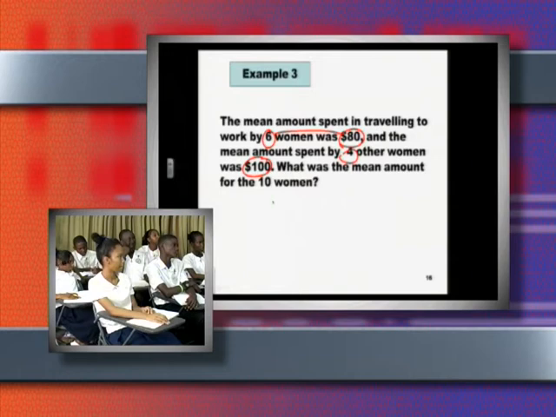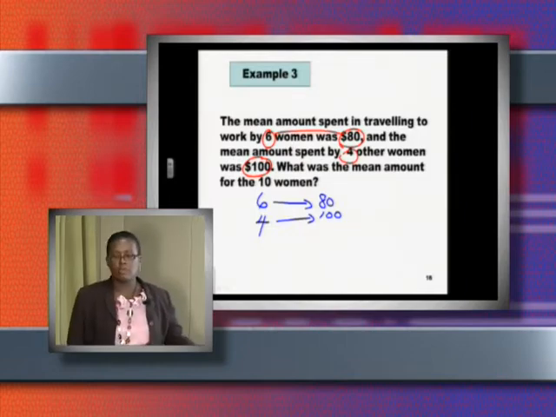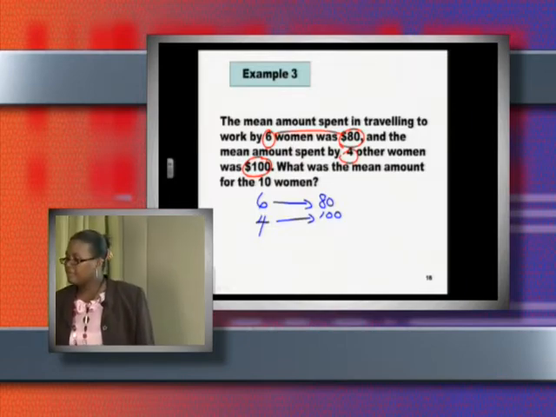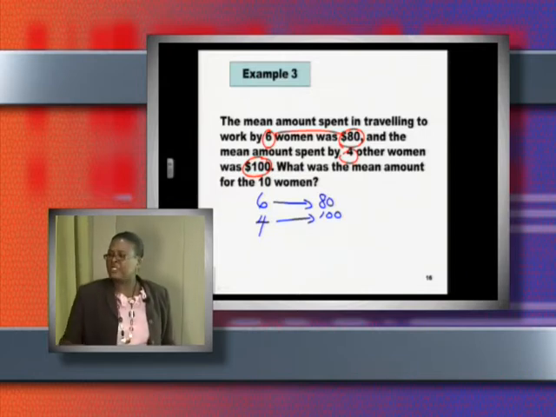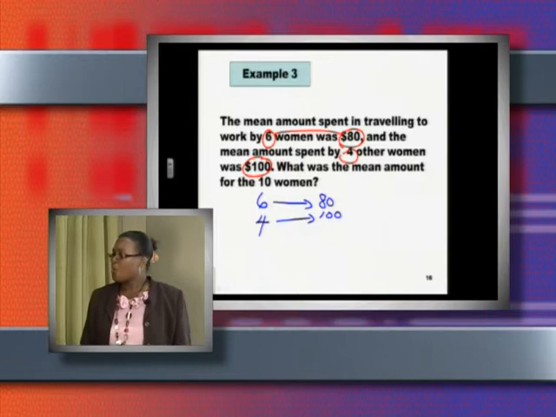So we have 6 women, and this one figure of $80 represents them. And then we have 4 women, and this one figure of $100 represents them. Now we want to put all of them together, say 10 women, and we need a mean for those 10 women. Will it be the same as 80 or 100, or will it be different? It will be different. So let's find out how it will be different, or why it will be different.